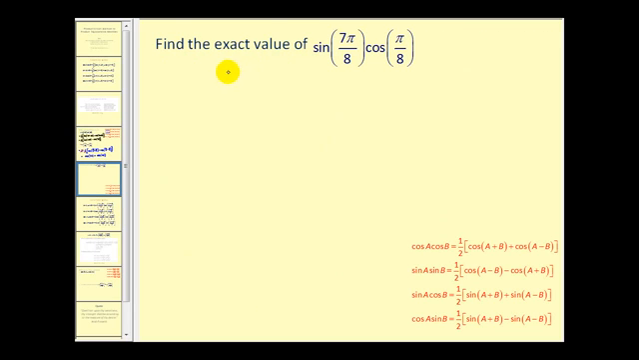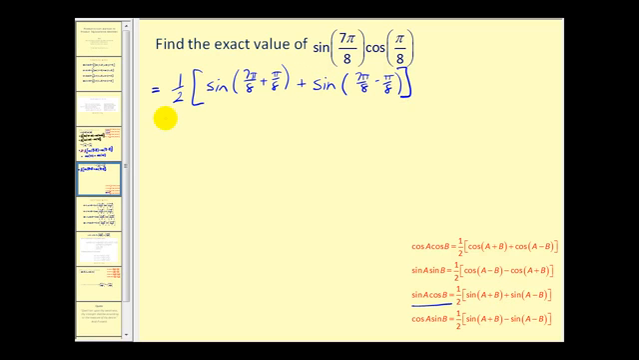We want to find the exact value of sine A times cosine B. So we're looking at this identity now. Let's see how this works out. 1/2 times the quantity sine of A plus B plus sine of the difference. So we're going to have 1/2 and the sine of, this would be 8 pi over 8 or pi. Here we're going to have 7 pi over 8 minus 1 pi over 8, that'd be 6 pi over 8 or 3 pi over 4.